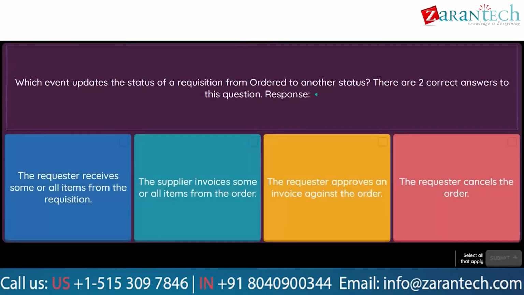Question: which event updates the status of a requisition from ordered to another status? There are two correct answers to this question. Response. Option 1: the requester receives some or all items from the requisition. Option 2: the supplier invoices some or all items from the order. Option 3: the requester approves an invoice against the order. Option 4: the requester cancels the order.